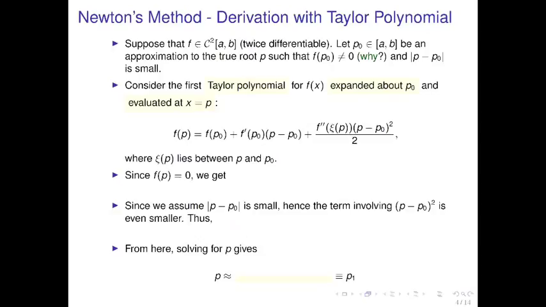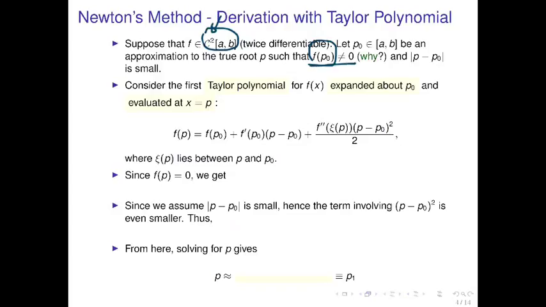Next, let's look at how Newton's method is derived from a theoretical point of view using Taylor's polynomial. Suppose that a function f is twice differentiable. This is what that notation means. C2 means twice continuously differentiable on an interval from a to b. Let p sub 0 be the initial estimate to the true root p so that the function evaluation at the initial estimate is not equal to 0.